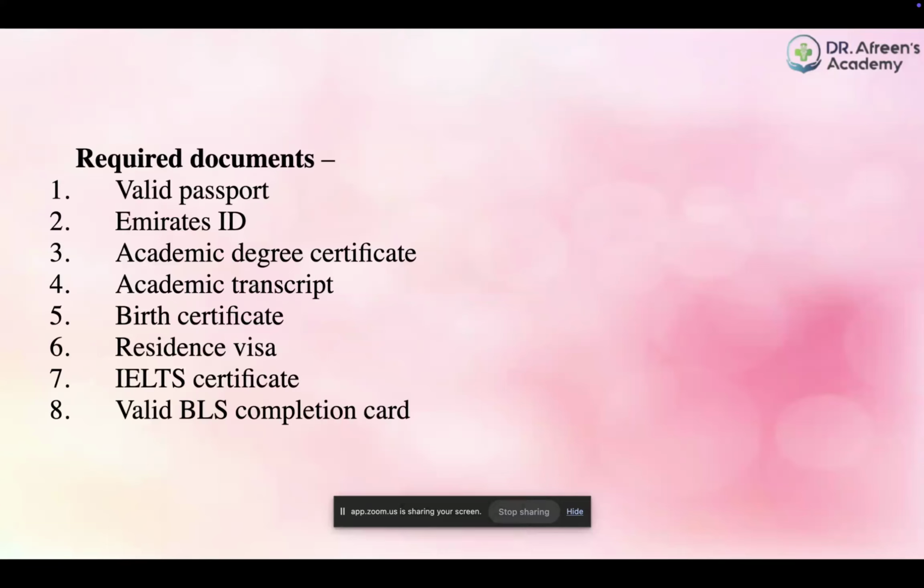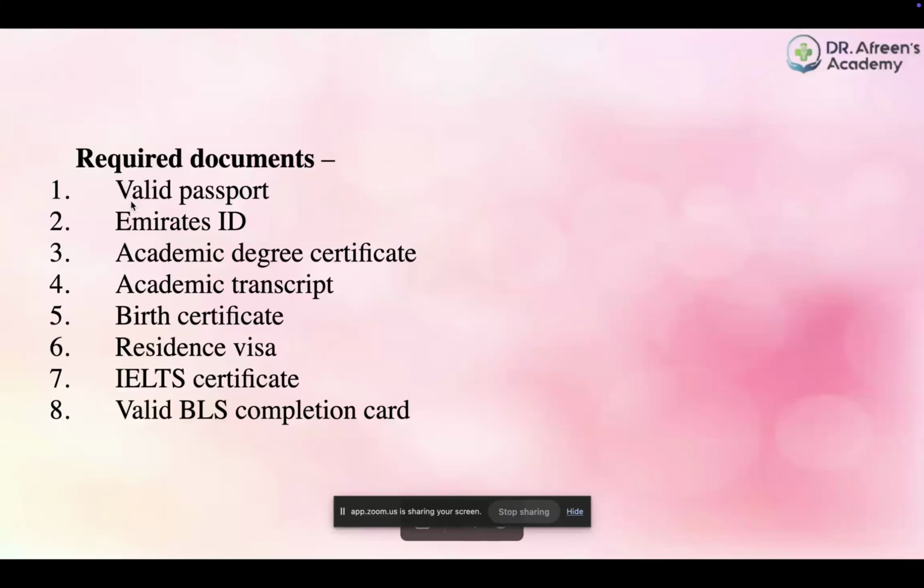The required documents are all pretty much the same, except that your EHS needs a valid BLS completion card. This is the only difference. Whereas for the others, you don't need to have it. You don't need to present it during the application process. But for EHS, you are required to have a complete BLS card.